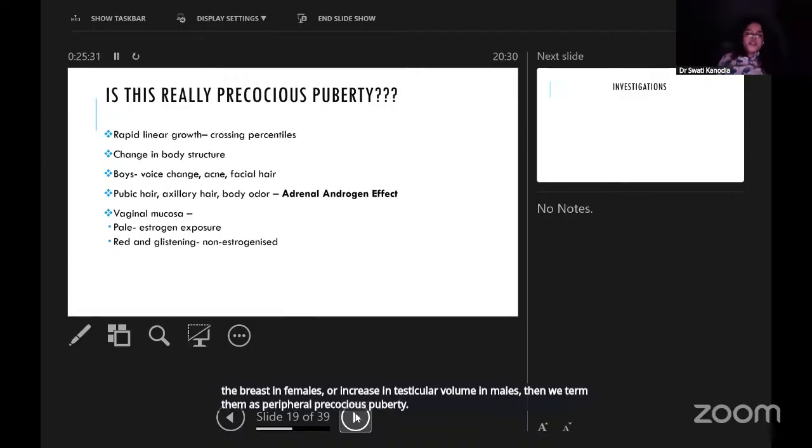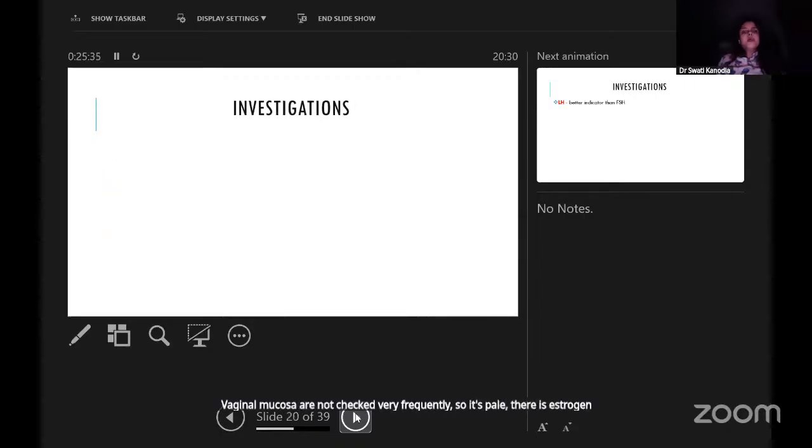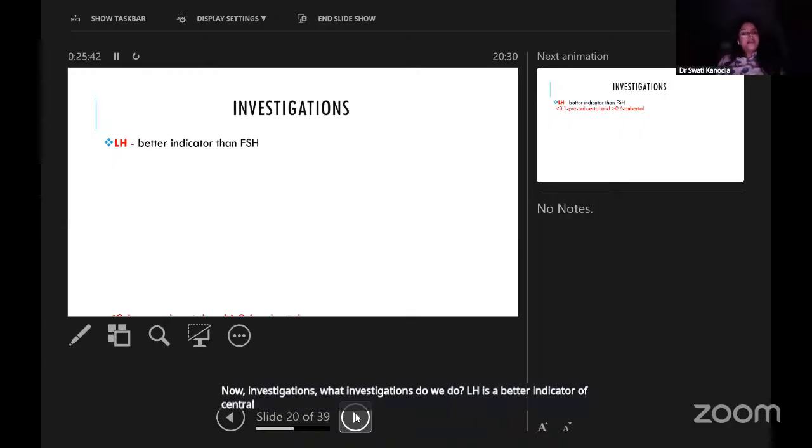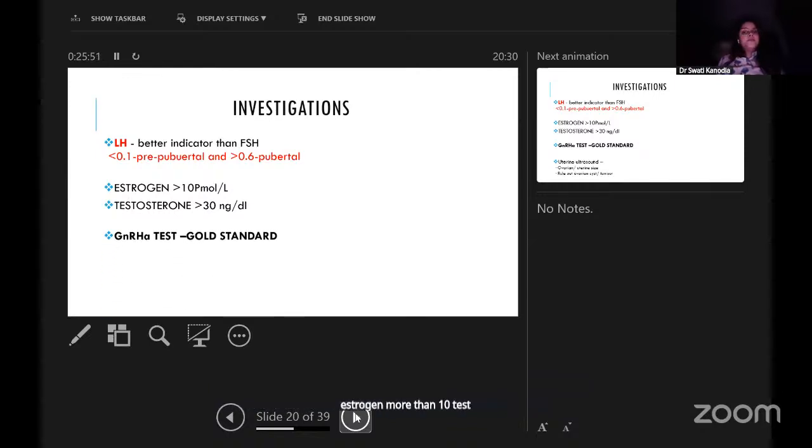Vaginal mucosa is not checked very frequently, but if it is pink rather than pale, there is estrogen exposure. Now, investigations. What investigations do we do? LH is a better indicator of central precocious puberty than FSH. Less than 0.1 is clearly prepubertal. More than 0.6 is clearly pubertal. Estrogen more than 10, testosterone more than 30.